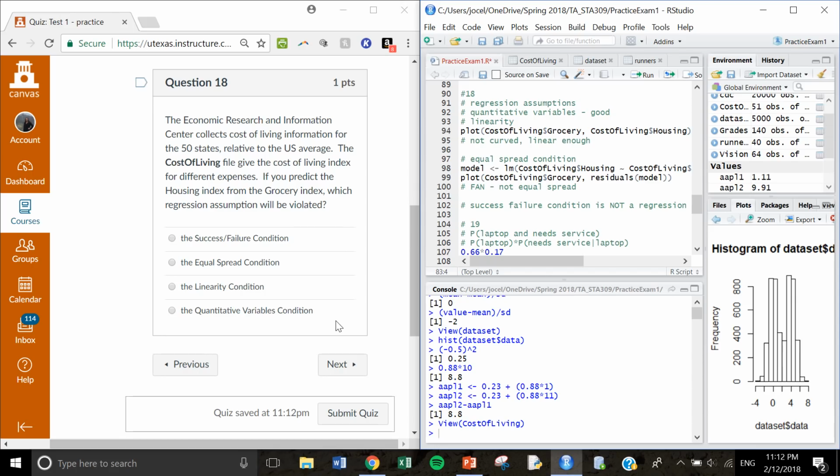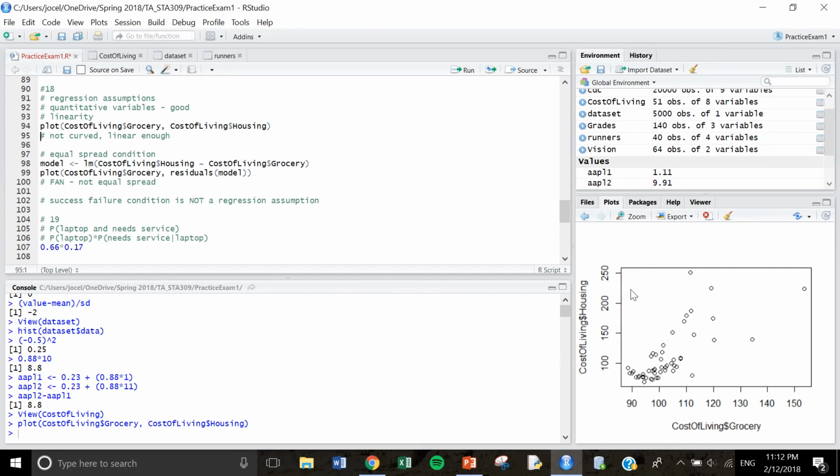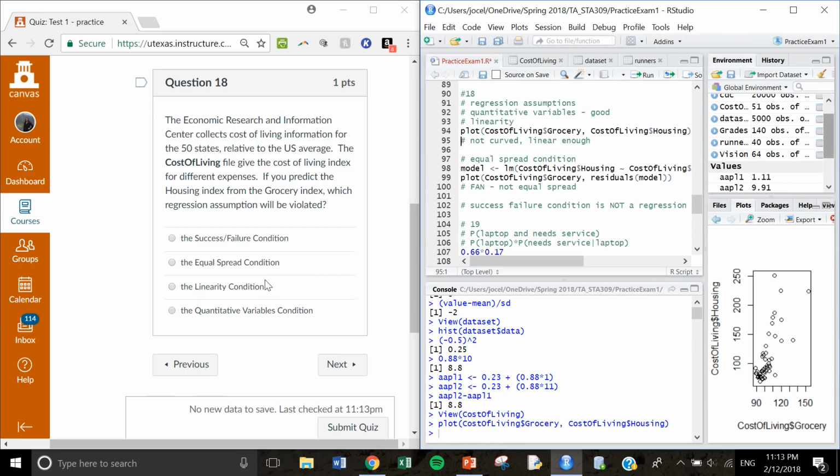Now let's look at linearity. So we're going to see if this grocery versus housing indexes looks pretty linear. So let me just plot them. I'm going to do plot, data name, $ my x, comma, data name, $ my y. It shows up in this picture right here. There might be a little bit of a curve down here, but this data looks pretty linear to me. We can put a straight line through this. If something is obviously nonlinear, it's going to violate linearity, but this looks pretty linear to me. So it passes linearity.